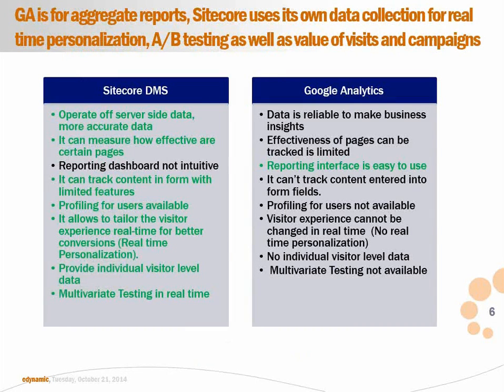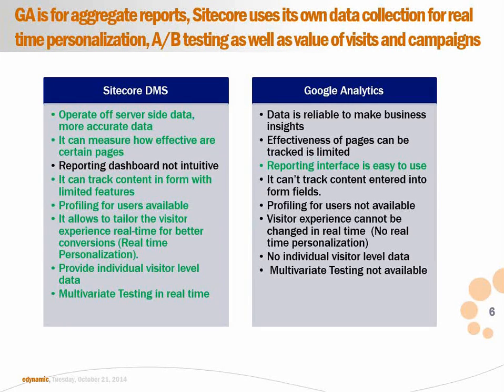So moving on to the next slide, what is the fundamental difference between Sitecore DMS and Google Analytics? Most of you might know this, but just to bring everyone onto the same page, GA is for aggregated reports, and its data is very reliable for making business insights. But Sitecore DMS operates off server-side data. It's more accurate data. Sitecore uses its own data collection for real-time personalization, A/B testing, as well as determining the value of visits and campaigns.